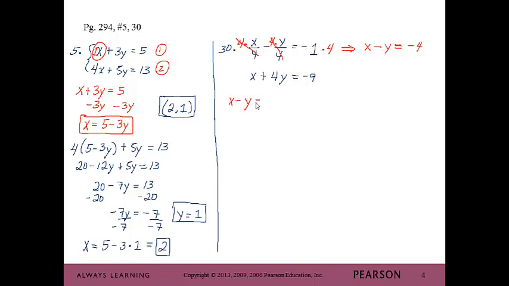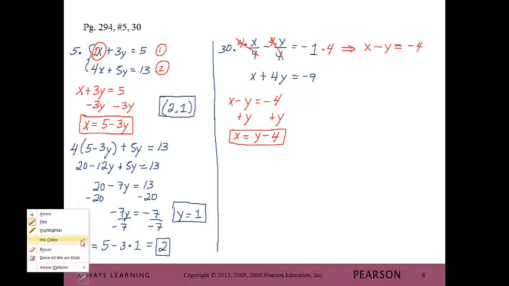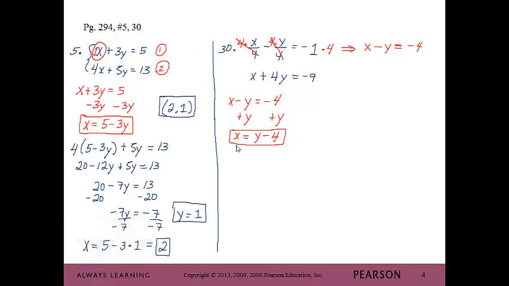So x minus y equals negative 4. To solve for x, I'm going to add y to both sides. And we get x equals y minus 4. Now we're going to take this and plug it into the second equation. So everywhere you see an x, you're going to put in y minus 4. So this is going to become y minus 4 plus 4y equals negative 9. Combine our like terms and we get negative 4 plus 5y equals negative 9.